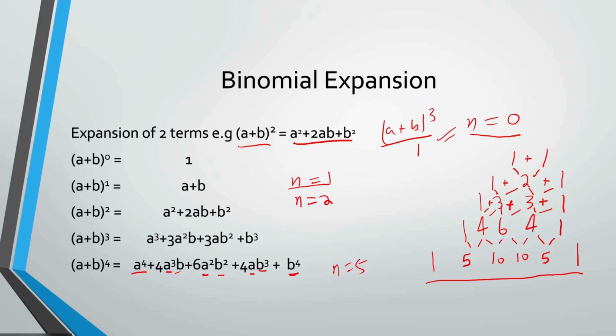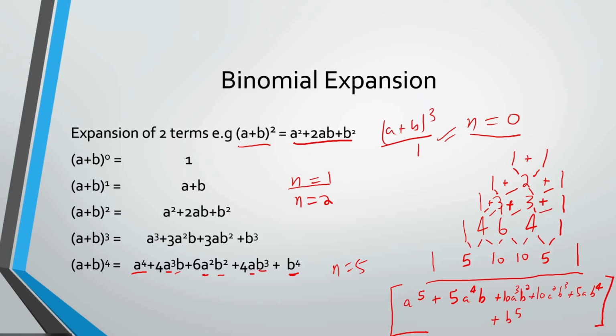We are going to get a to the power of 5 plus 5 into a to the power of 4 b to the power of 1 plus 10 into a cube b square plus 10 a square b cube plus 5 a b to the power of 4, and now we have plus b to the power of 5. So this is what we are going to get when the power is 5.